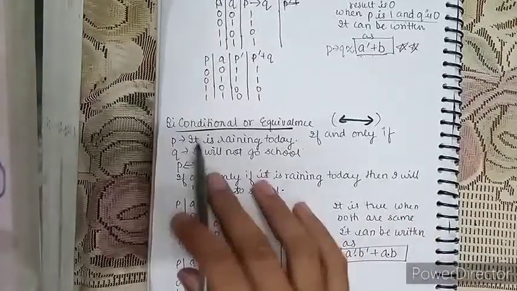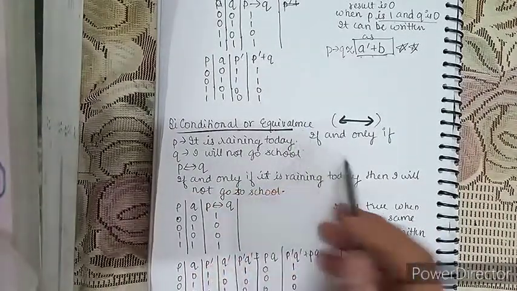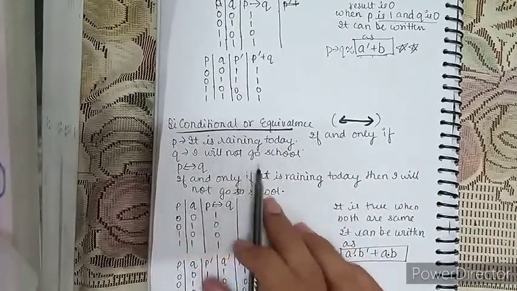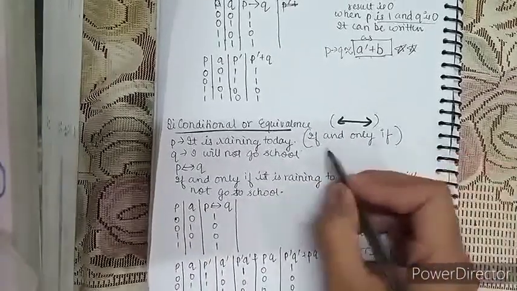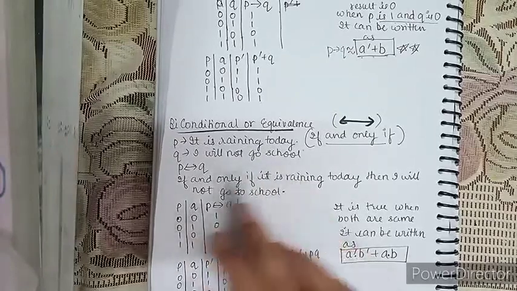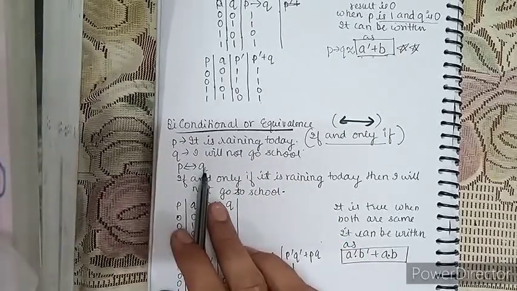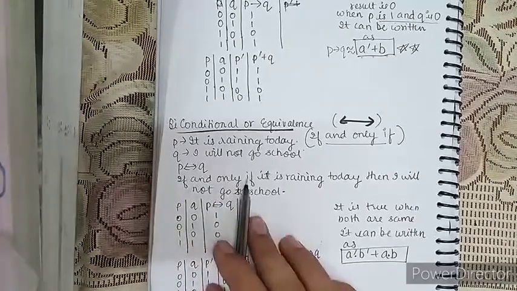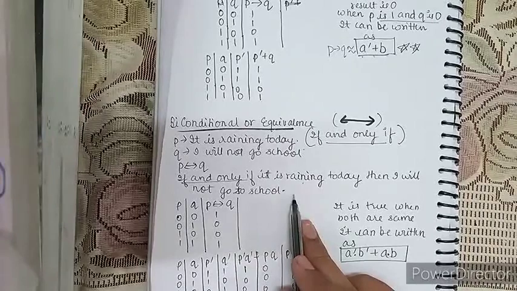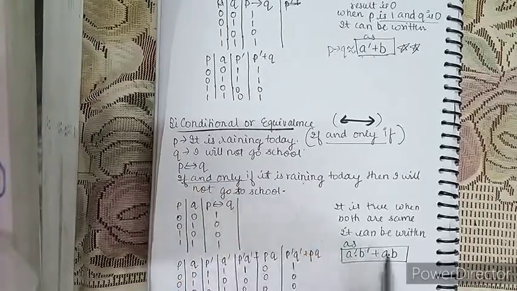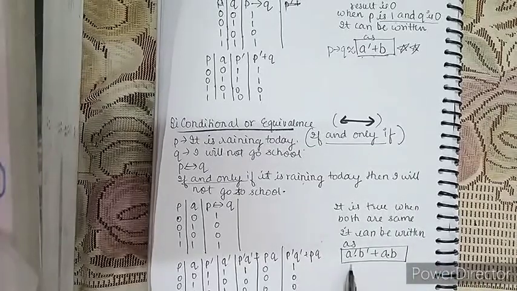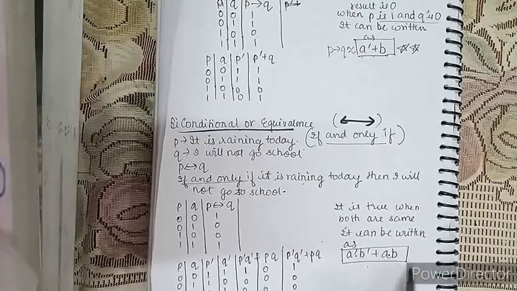Next is biconditional or equivalence. In this we use this symbol. P: it is raining today, and Q: I will not go to school. In this we use 'if and only if' as the starting. Like here, P double implies Q, we can write: if and only if it is raining today, then I will not go to school. It is true when both are the same. It can be written as A dash B dash plus AB.